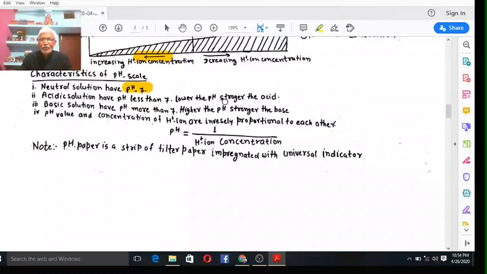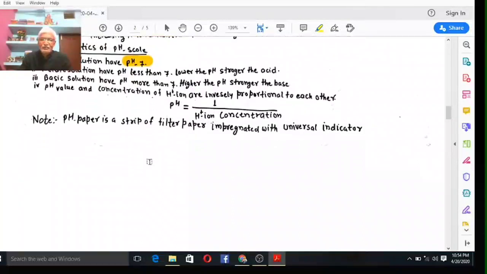pH value and concentration of hydrogen ion are inversely proportional to each other. That is, pH is equal to 1 by hydrogen ion concentration. It means if the concentration of hydrogen increases, the pH decreases, and we know that as the pH decreases, the solution becomes more acidic, and if the pH increases and is more than 7, the solution becomes basic.